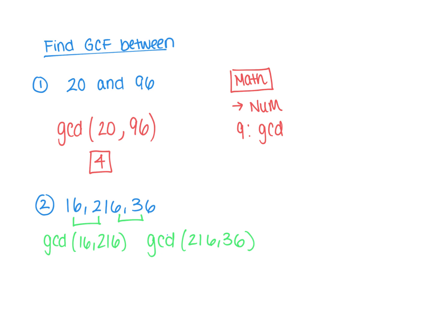Okay, so for the first one, I actually got 8. The second one, I got 36. So now, if I want to find the final answer, I need to take the GCD of these two. So GCD of 8 and 36.